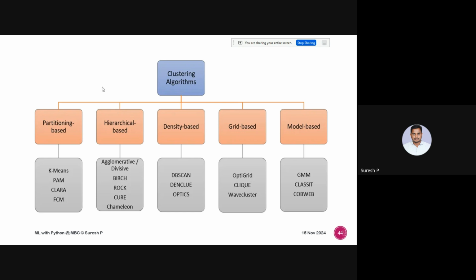The next one is the density-based algorithm. In the density-based category, we have DBSCAN and OPTICS, but we will discuss only DBSCAN. Grid-based and model-based algorithms we will not cover, but grid-based ones include OptiGrid, CLIQUE and WaveCluster, and in model-based we have the Gaussian mixture model, GMM, and CLASSIT and COBWEB. These are some of the algorithms that come under model-based. This is the overview of various clustering algorithms.